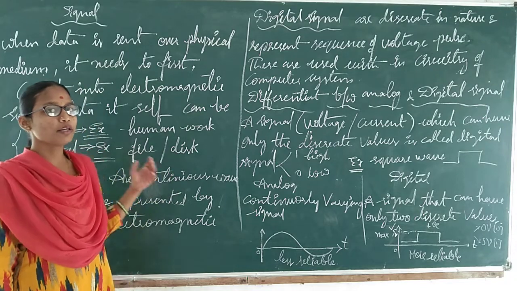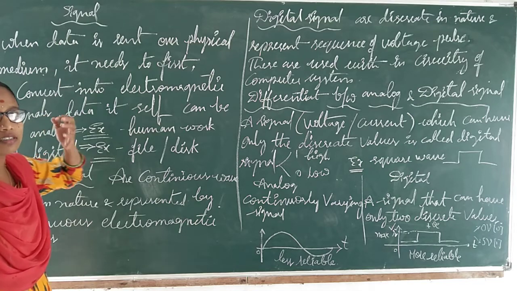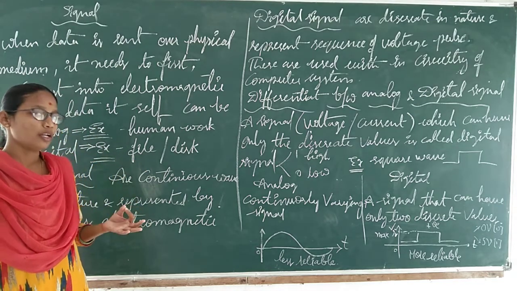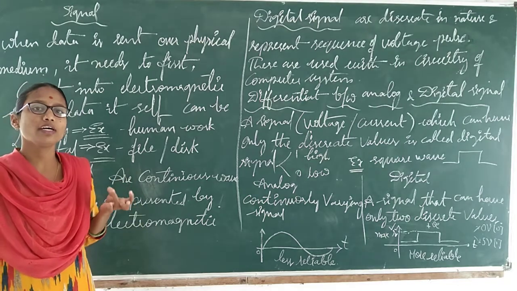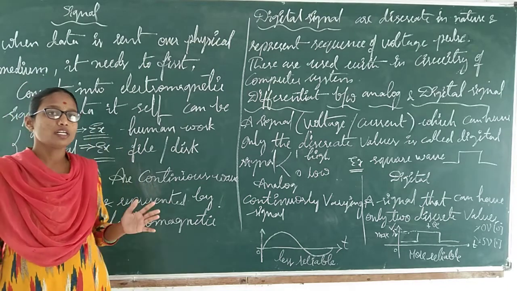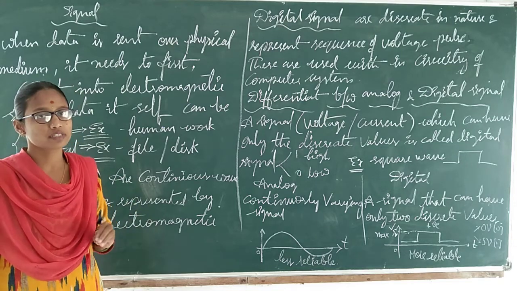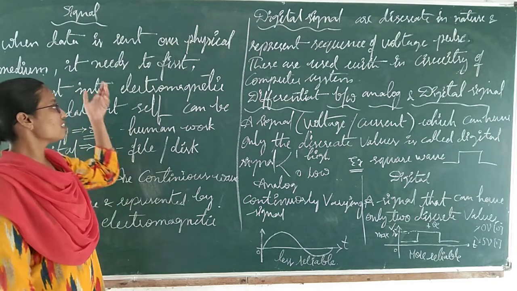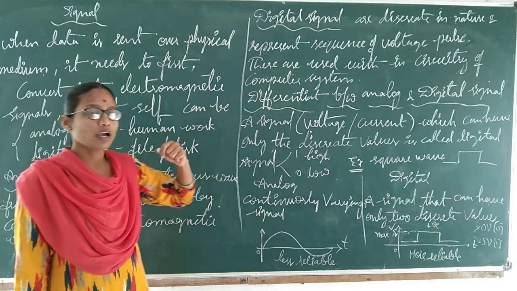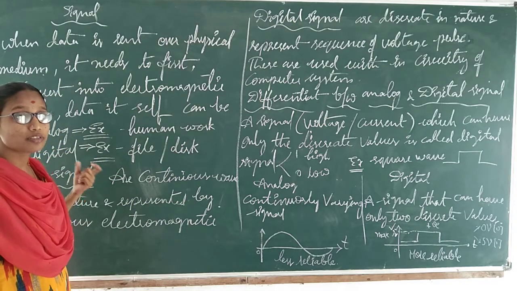Today's lecture we are learning a new topic in the second unit: signals. We already discussed the classification of computers, dividing them into three types: analog computers, digital computers, and hybrid computers, with examples in previous lectures. Now in this lecture we are learning signals. What is the relation between the analog signal and the digital signal?